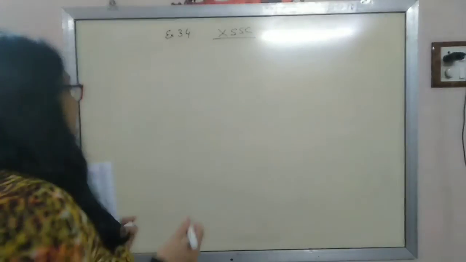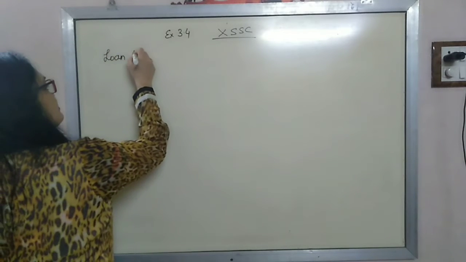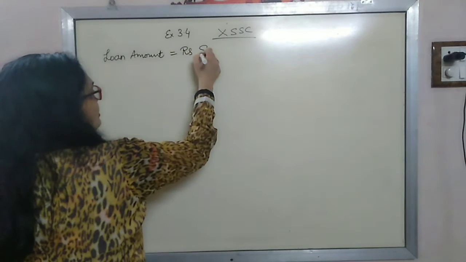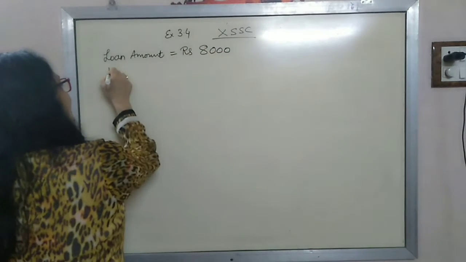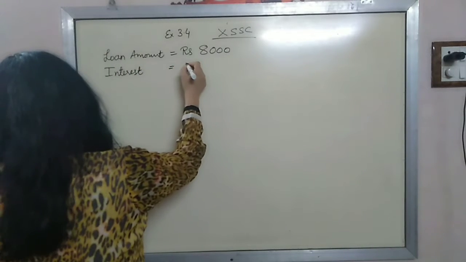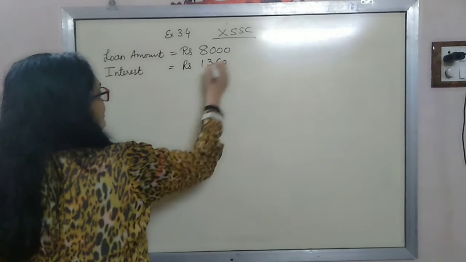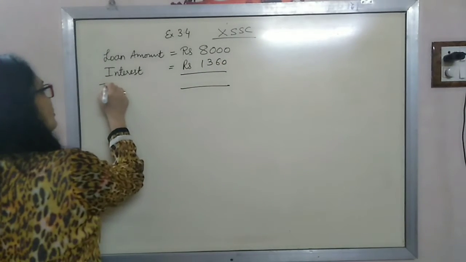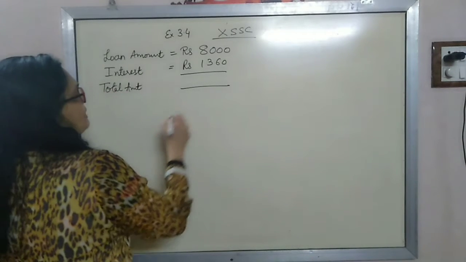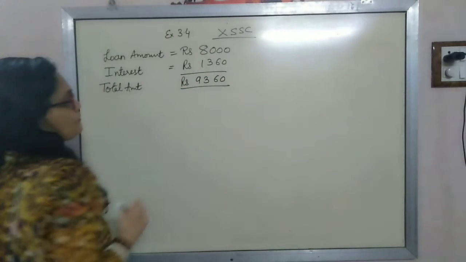Okay. Now the loan amount is rupees 8,000. Okay. The interest he is going to pay is 1360. So the total amount to be repaid will be how much? 9360. Okay.